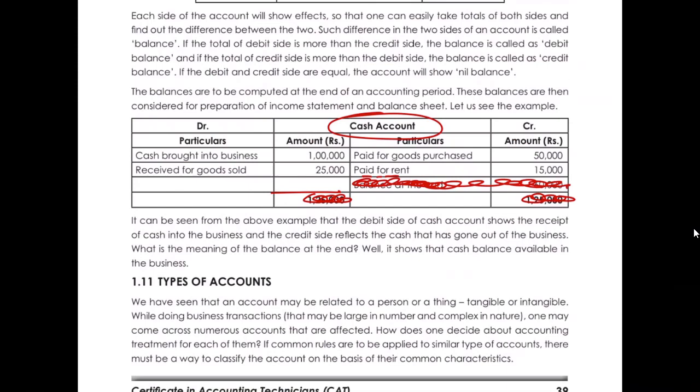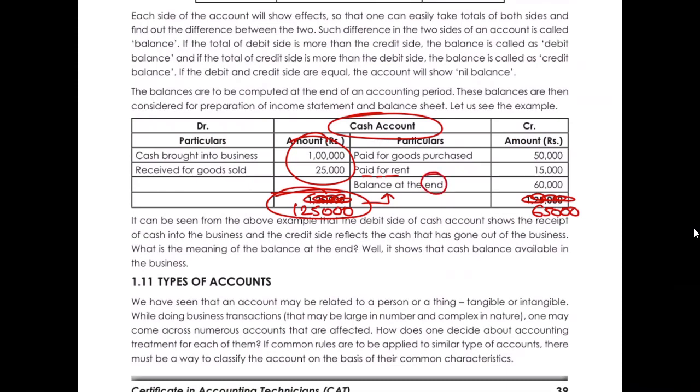At present, what is the total on the debit side? That is 1,25,000. What is the total on the credit side? It is 65,000. Whatever total is higher, the opposite side will have the balance. The opposite side will have the balance. That is why it was mentioned here the balance at the end.